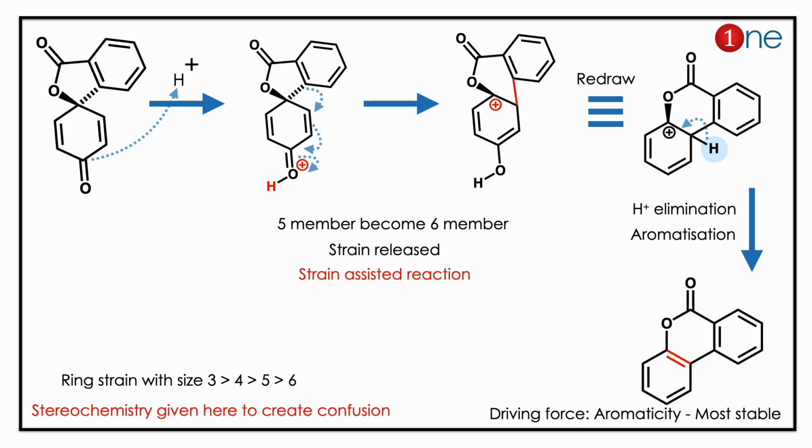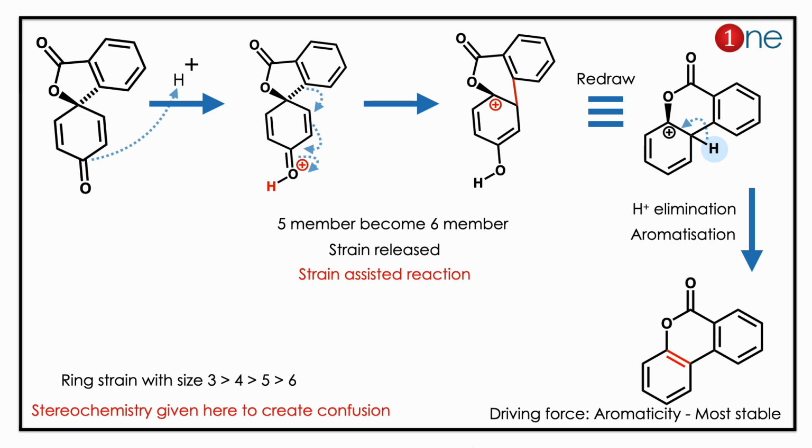Here we are in the acidic condition. Acid can attack the carbonyl. You have H plus there, so you have a cation in the system. The cation tries to quench, so bonds are migrating. During that time ring strain is higher, so the ring strain tries to lower itself.